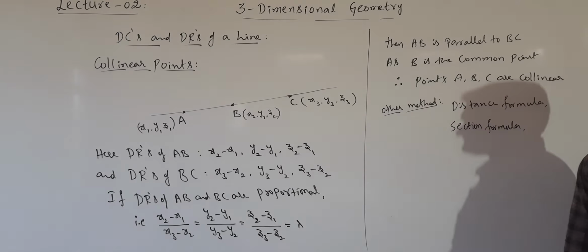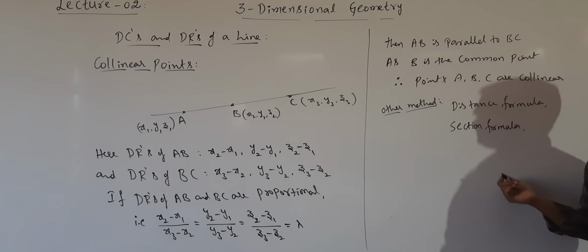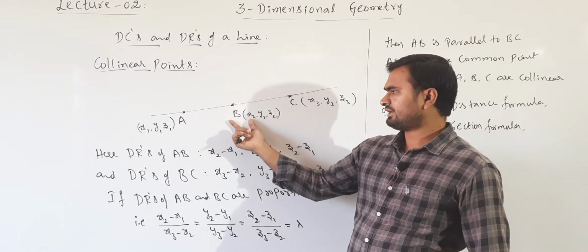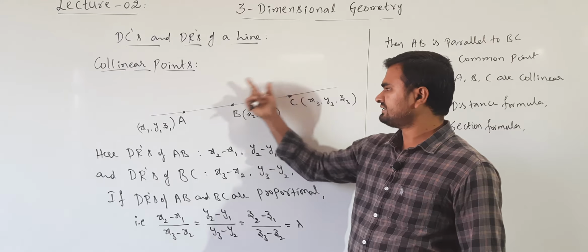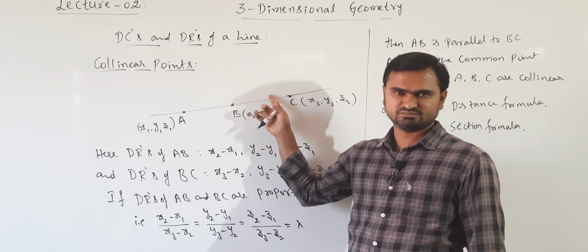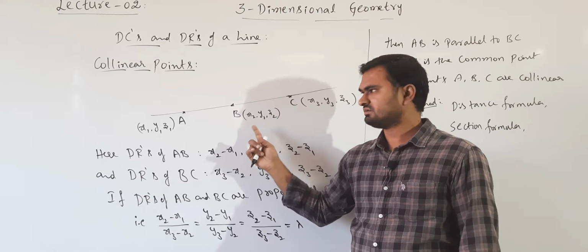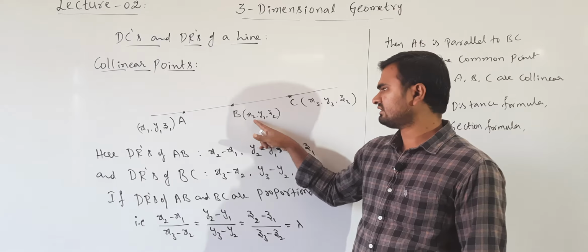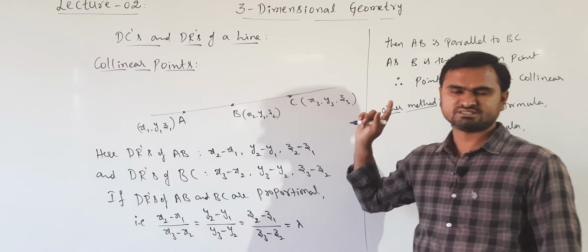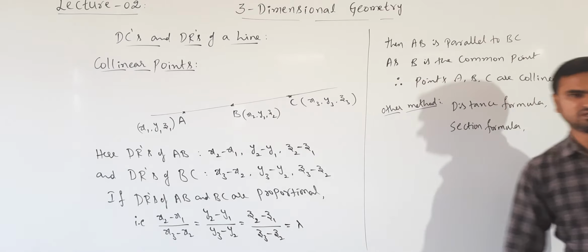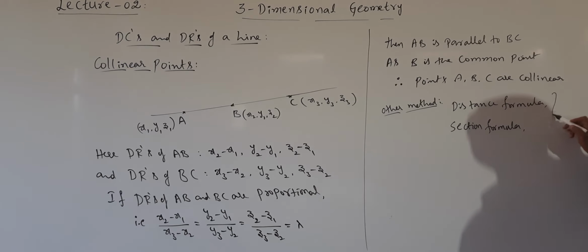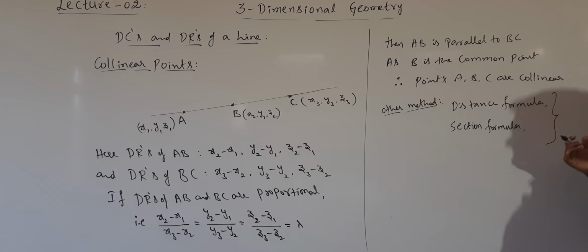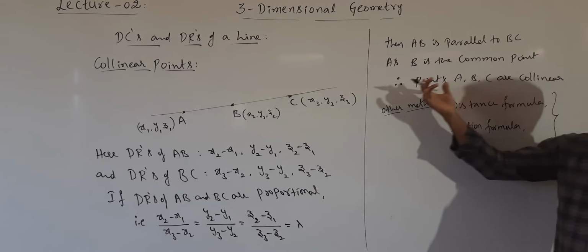Using the section formula also, we can prove that the points are collinear. Assume that one point divides the line joining the other 2 points in some ratio k is to 1. Find the k value by equating coordinates. If we get the same value of k in all these 3 cases, then we can say that the points are collinear. So that was about the distance formula, the section formula, and how to use these to prove that points are collinear.